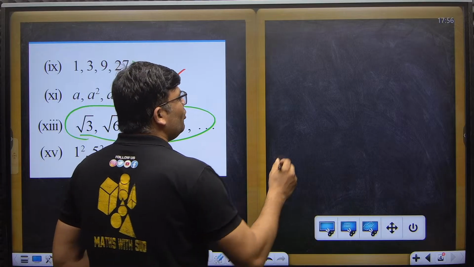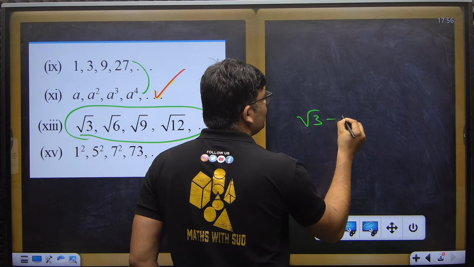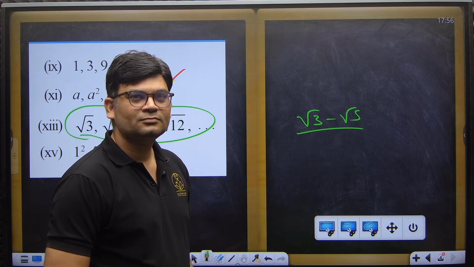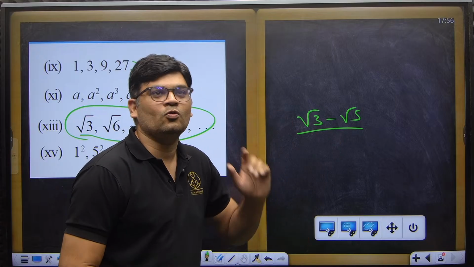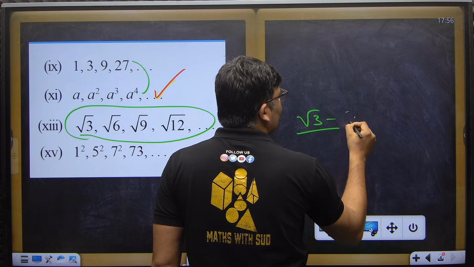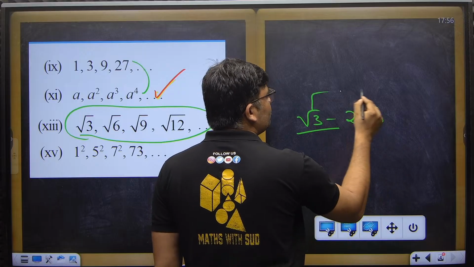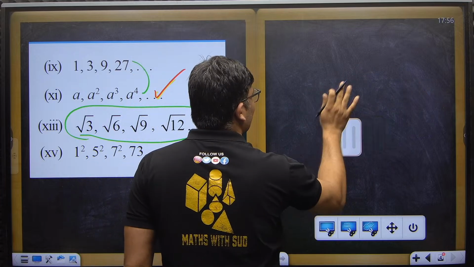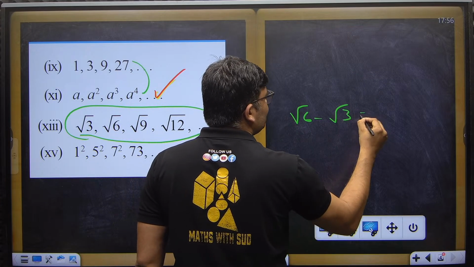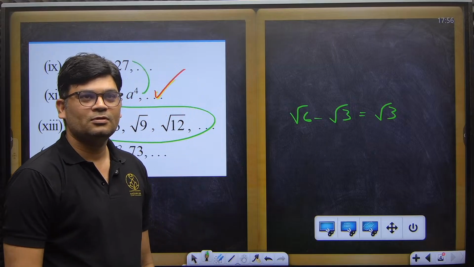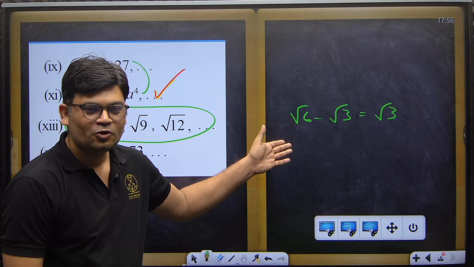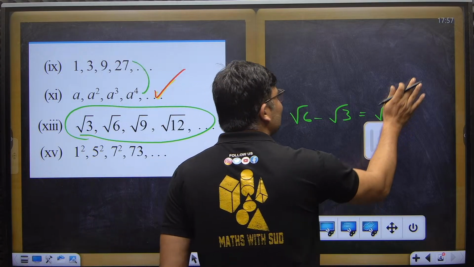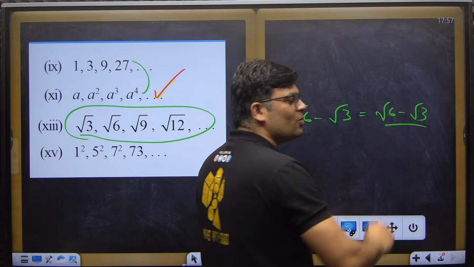Now tell me, any of you, can I do root 3 minus root 5? Can I subtract root 3 minus root 5? No. I can only subtract root 3 minus 2 root 3 or 3 root 3. These have to be like terms. I can't add irrational numbers. My son here is saying root 6 minus root 3 is equal to root 3. Come on. Is this true? Root 6 minus root 3 is what? It is root 6 minus root 3 only. You can't subtract.